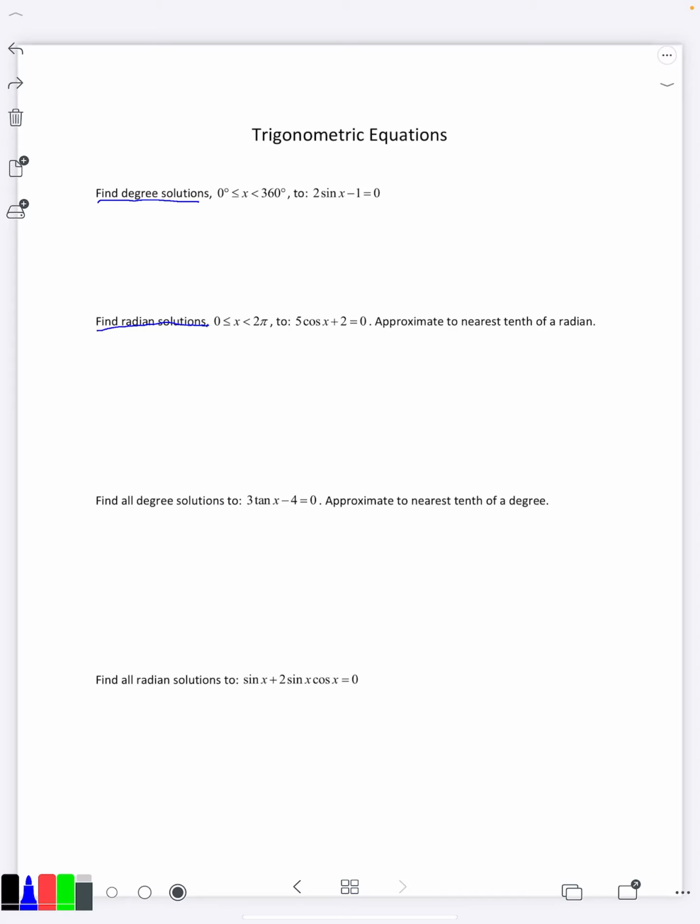The second thing they're going to bring up is they will say, I want the solutions for one full trip around the circle. If it's in degrees, that means they will say they want all the values between 0 degrees and 360 degrees. If it's a radian problem, they will say they want all the answers from 0 to 2 pi. But they will specify this in the question so that you know you only want the answers going around the circle a single time.